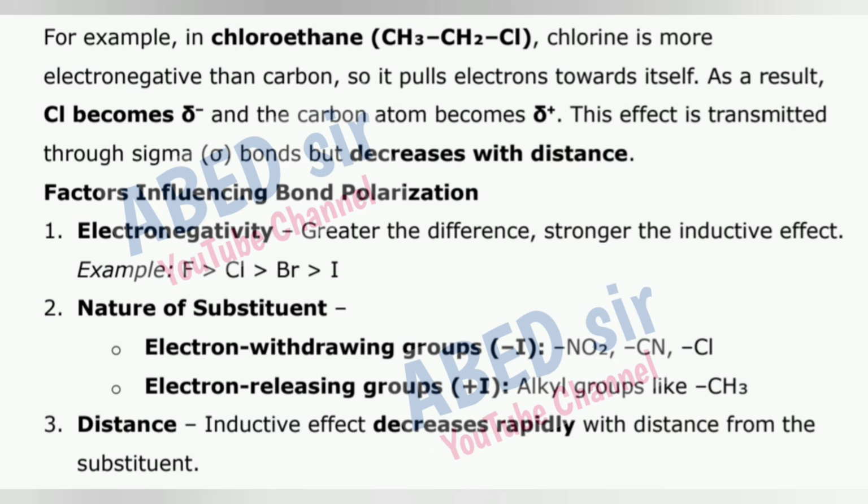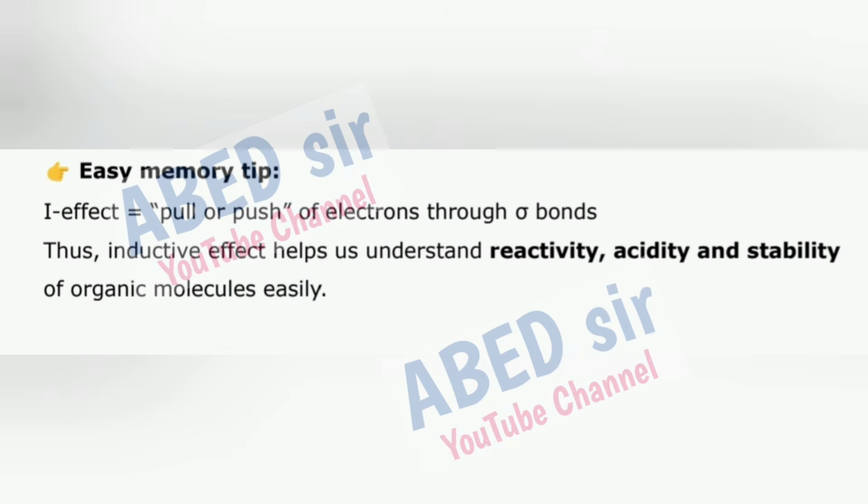Example, F > Cl > Br > I. 2. Nature of substituent. Electron withdrawing groups, -I: NO2, CN, Cl. Electron releasing groups, +I: alkyl groups like CH3. 3. Distance, inductive effect decreases rapidly with distance from the substituent. Easy memory tip. I effect: pull or push of electrons through bonds. Thus, inductive effect helps us understand reactivity, acidity and stability of organic molecules easily.